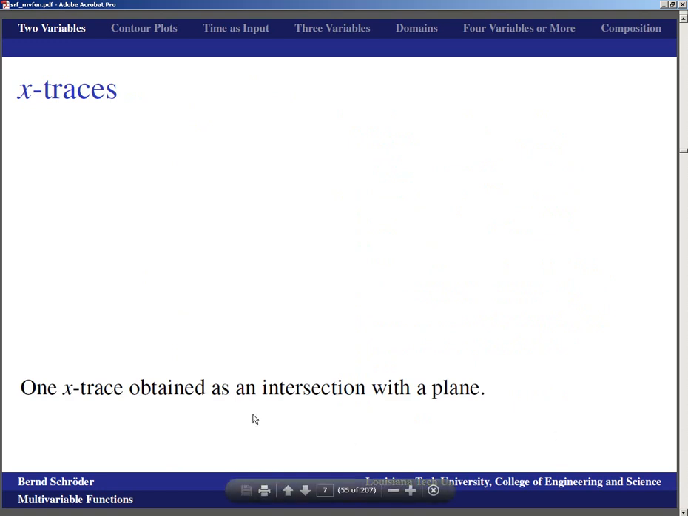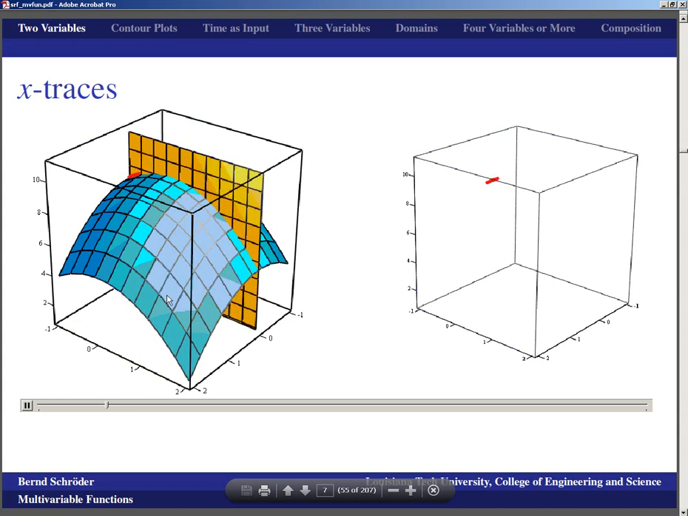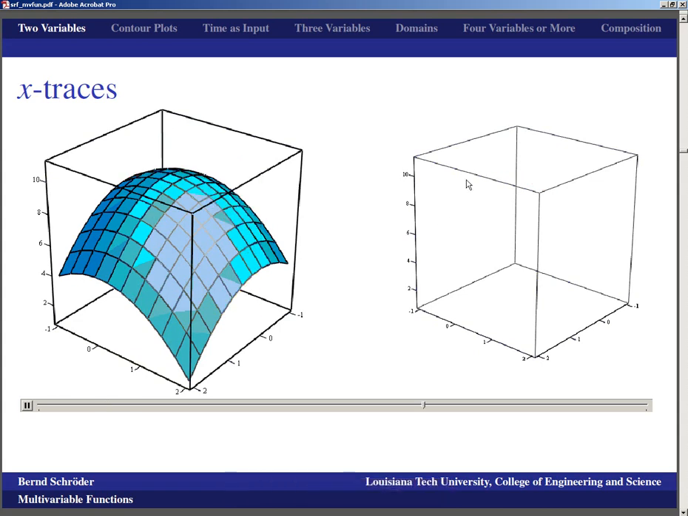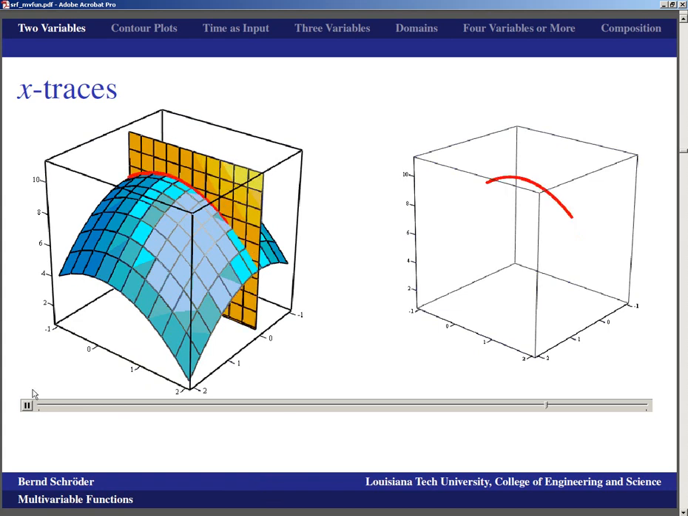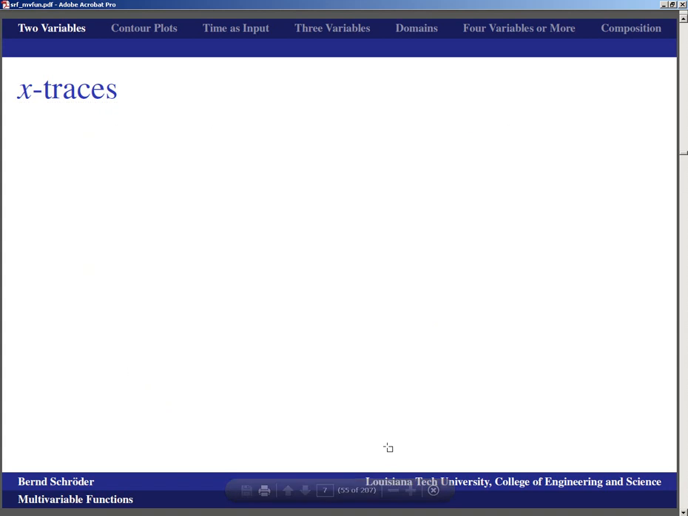The x traces are always obtained as intersections with a vertical plane. So a vertical plane would come down, and the intersection with that vertical plane is the x trace, which is on the right-hand side here, placed into space in the right place. So that's how we get x traces.